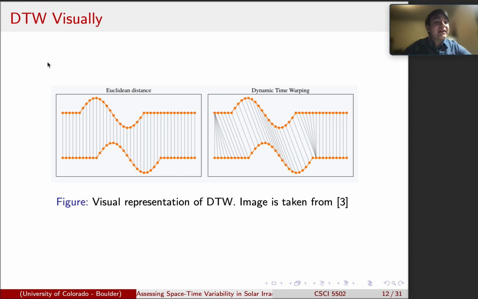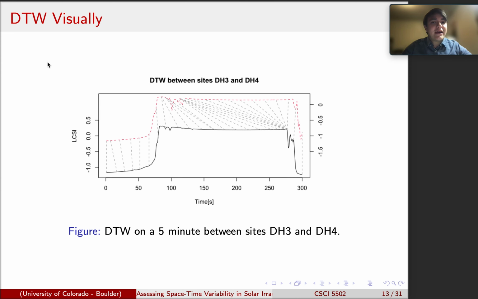But as we can see with dynamic time warping, we align the series first, and then we calculate the L2 distance, which gives us a more accurate representation of the real difference between our two time series. For example, this is how dynamic time warping would look between sites DH3 and DH4.